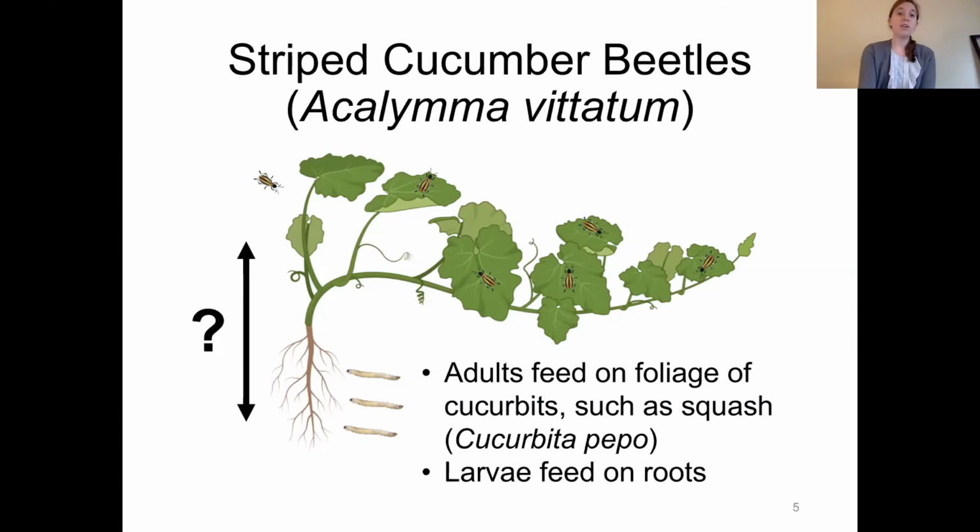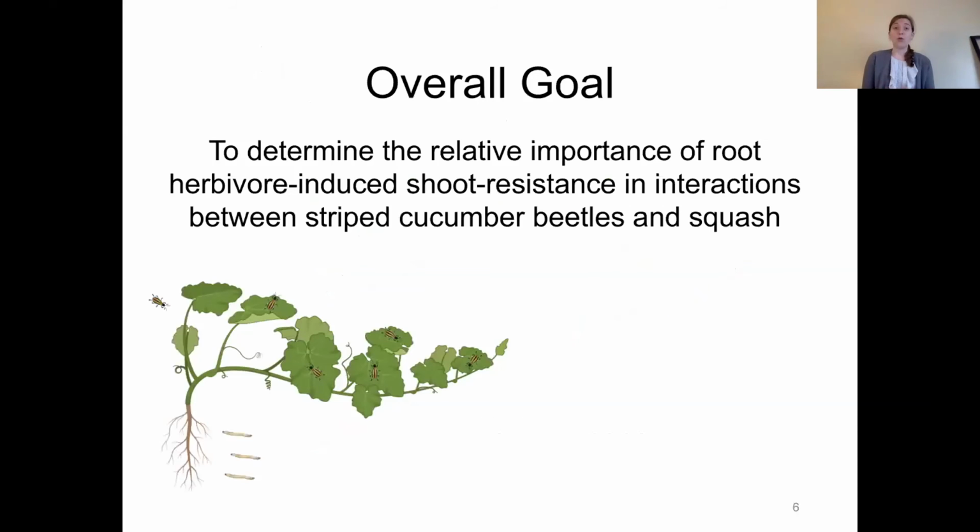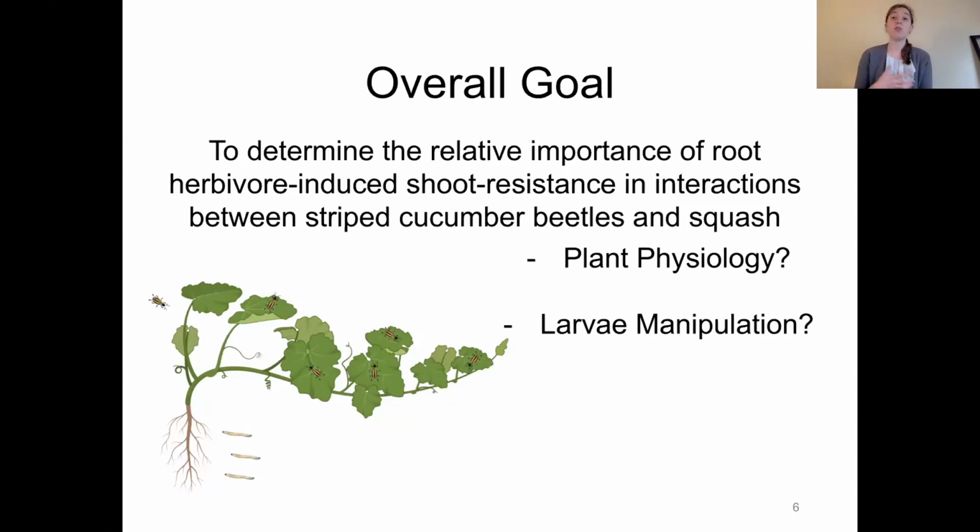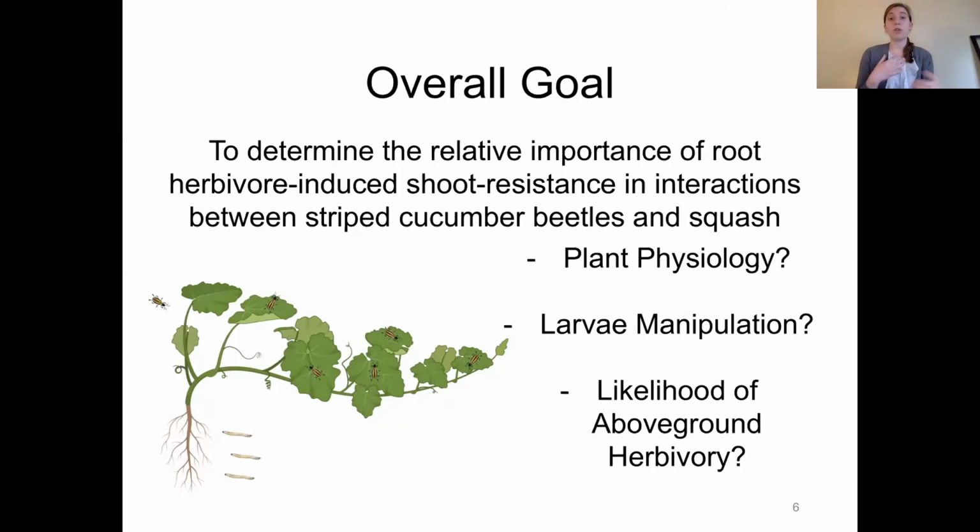We know very little about how the plant is perceiving the herbivory below ground, and then how this subsequently changes defenses above ground. That was really the overall goal of my project: to determine the relative importance of root herbivore-induced shoot resistance in interactions between striped cucumber beetles and squash. Again, I was thinking about these three non-mutually exclusive hypotheses: how the constraints of plant physiology factor into these interactions, if this could potentially be larvae that are controlling this interaction, and then finally, if below ground herbivory signals to the plant an increased likelihood of above ground herbivory, and subsequently how the plants respond and adjust to this.